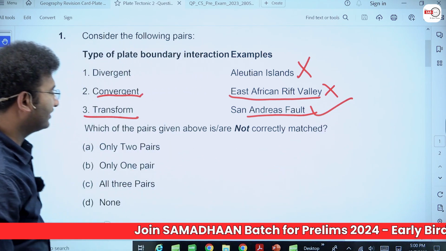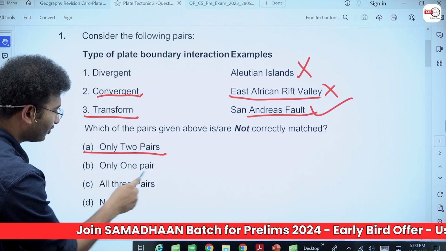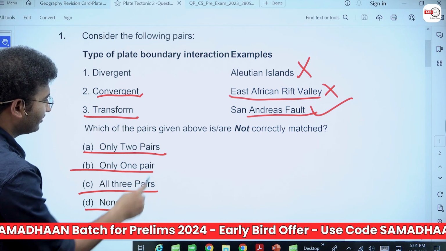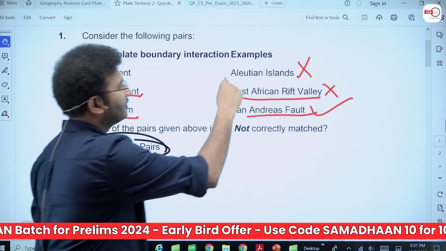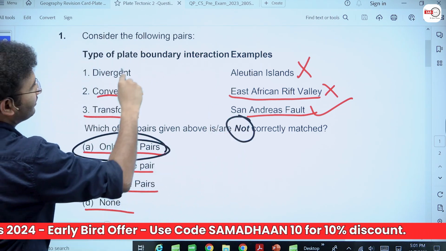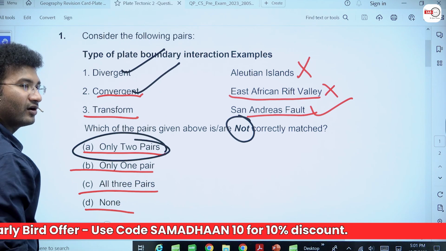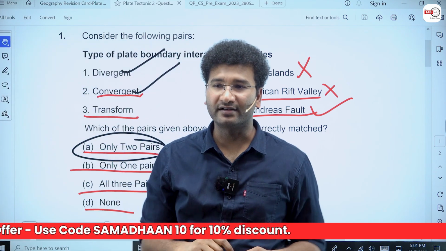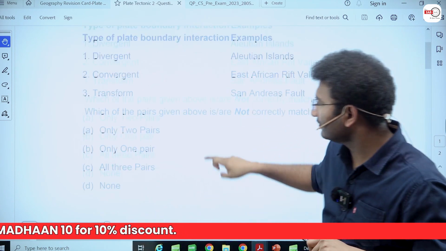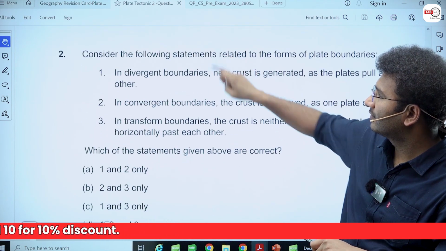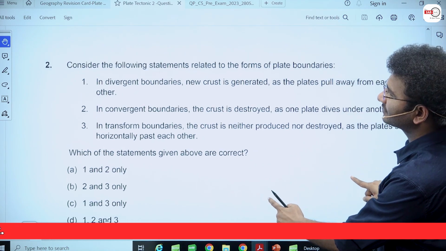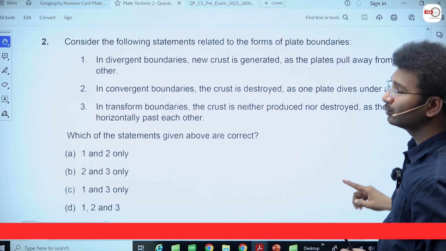Now what is the question that is asked? Only 2 pairs are right, only 1 pair is right, all 3 pairs, none. Now the answer would be only 2 pairs are right. That is, sorry, only 2 pairs are not correctly matched. So 1 and 2 are not rightly matched. Right? Now let's go and solve another question. Consider the following statements related to the forms of plate boundaries. In divergent boundaries, new crust is generated.